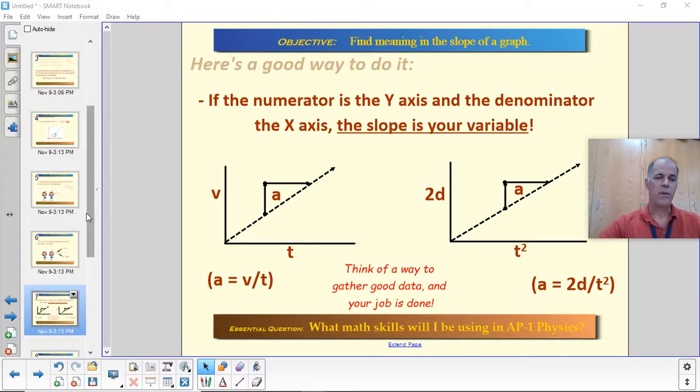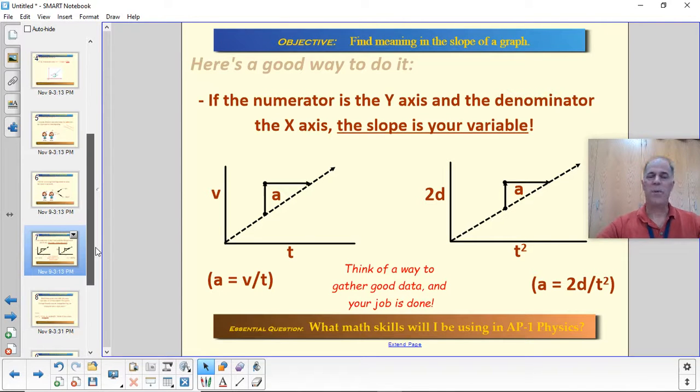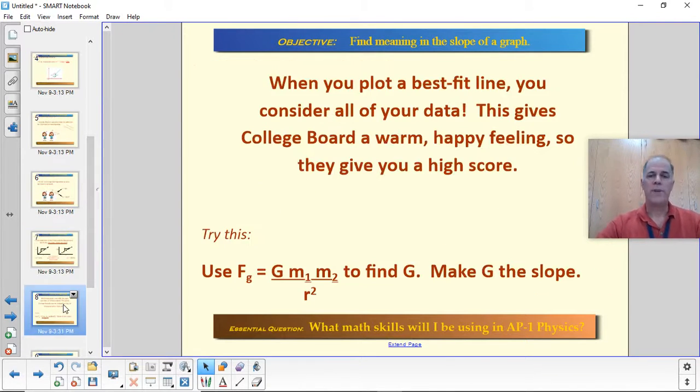All right, let's try another one here. Again, this is not so much going toward designing experiments to calculate acceleration. This is about the math of how we manipulate equations to set up workable graphs. Part of the weeding out process. Okay, let's try this one. Oh yeah, this is why College Board likes it.